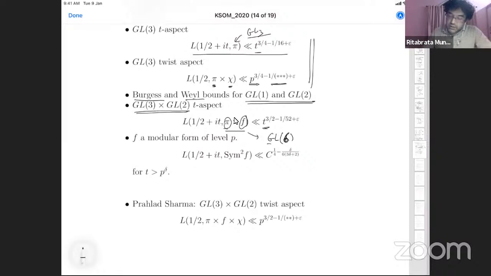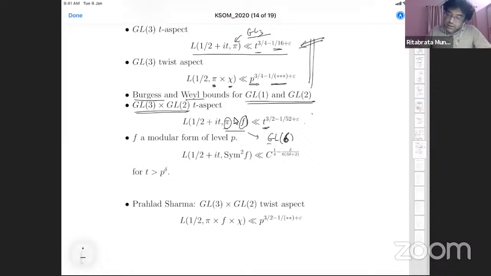Okay. And the nice feature here is that you can take one of them, pi or f, to be an Eisenstein series. And when you do that, suppose you take pi to be an Eisenstein series, then this will be the cube of L(1/2 + it, f). So that will give you the subconvexity for the GL2 L function in the T aspect, not as strong as Good's bound. Or you can take f to be an Eisenstein series, then it will be just the square of a GL3 L function, and you get a subconvexity. So you get something like this, but not as strong an exponent like that.